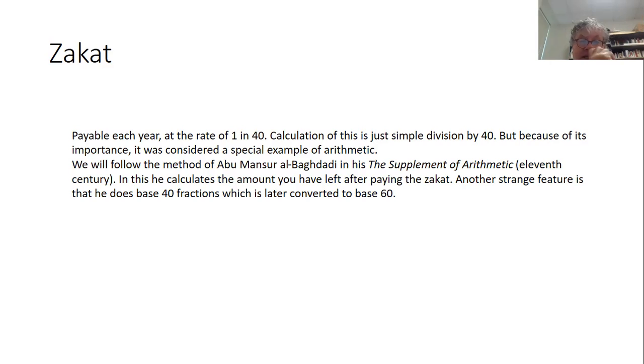The way that he does it is he actually calculates the amount you have left after paying the zakat. And a strange feature is that he uses base 40 fractions. It's easy because you're dividing by 40. But then of course you've got to convert back to base 60 afterwards. Okay, so let's have a look at an example.